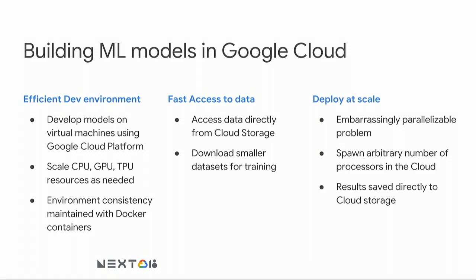So because we have chosen to work within Google Cloud, building these ML models is a really efficient process. We work within virtual machines on Google Cloud Platform. That allows us to easily scale the resources that we need to process images, train algorithms as needed. And then we're able to maintain environmental consistency from that development and training process all the way through to deployment by using Docker and Kubernetes. Because our data live in Google Cloud, it provides us super fast access to that giant body of data. And then for training, we can download smaller sets to VMs or work with it directly from the cloud. And then we can deploy at scale.